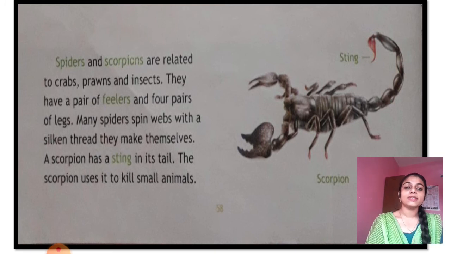So spiders and scorpions are also related to crabs, prawns and insects. They have a pair of feelers and 4 pairs of legs. Many spiders spin webs. We are familiar with the web of a spider, isn't it? They are making the web by themselves. We are not doing anything for them, isn't it? They make the web themselves, with the silken thread they produce. And a scorpion has a sting that it uses to kill small animals.